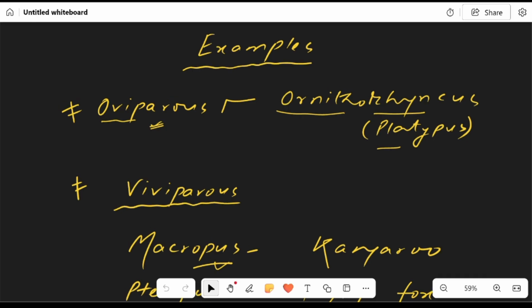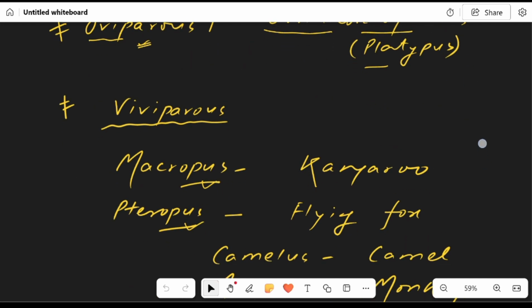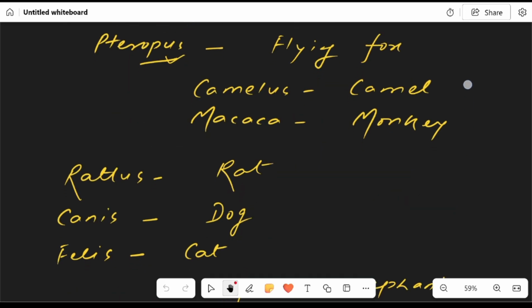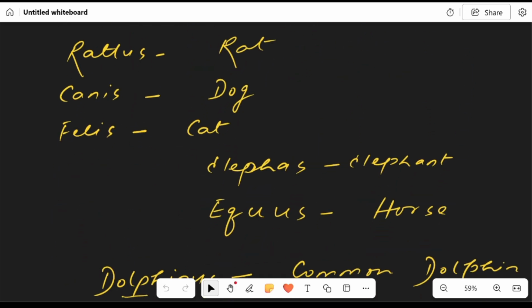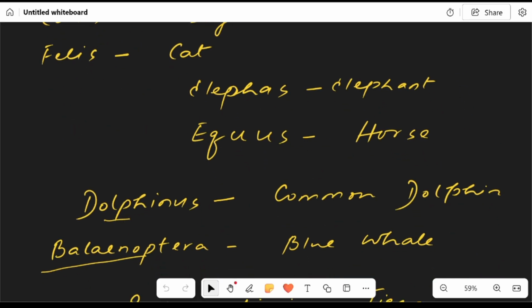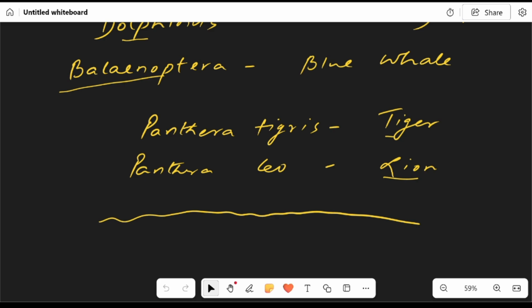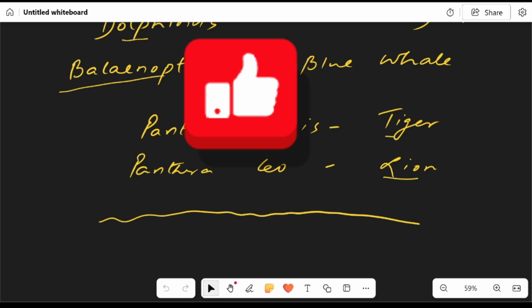We have only one oviparous, Ornithorhynchus or platypus. Then the viviparous ones: Macropus, kangaroo; Pteropus, flying fox; Camelus, camel; Macaca, monkey; Rattus, rat; Canis, dog; Felis, cat; Elephas, elephant; Equus, horse; Delphinus, common dolphin; Balaenoptera, blue whale; Panthera tigris, tiger; Panthera leo, lion.